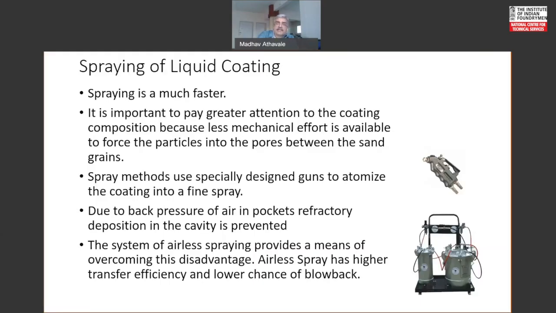But maintaining them is very important. Maintaining the spray guns, maintaining the consistency is extremely important. The airless spray guns obviously improve the efficiency of transfer of fillers onto the mold and core surface, because there is no back pressure of the air involved.